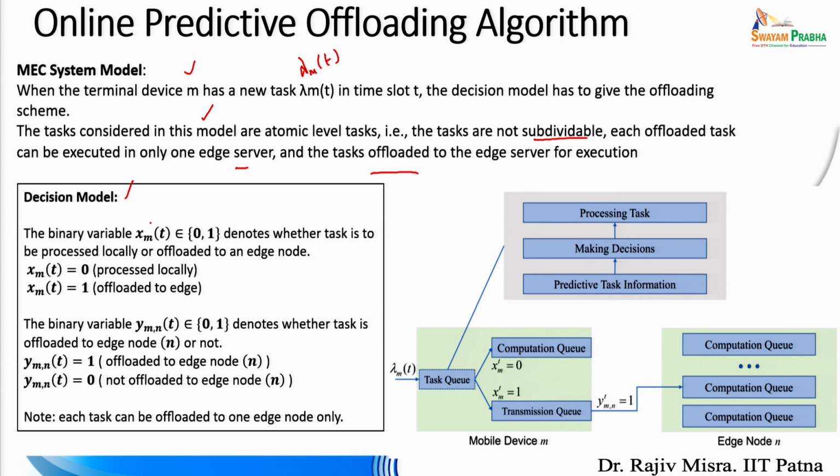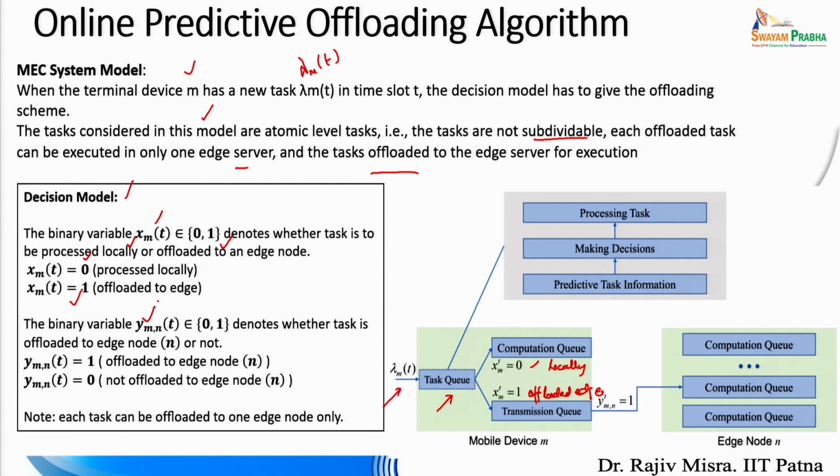The decision model is represented by the variable x m. x m will have two values, 0 and 1, that is a binary variable, which denotes whether the task is to be processed locally or offloaded to an edge node. If x m of t is equal to 0, then it will be processed locally, and if x m of t is equal to 1, then it has to be offloaded to the edge. This decision has to be made at this task queue, that is lambda m of t.